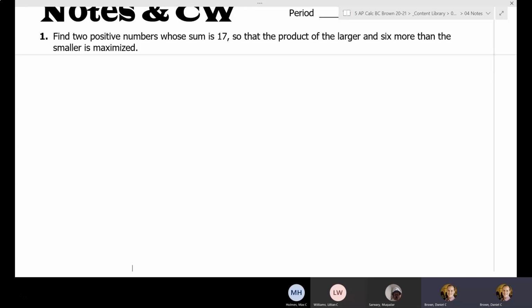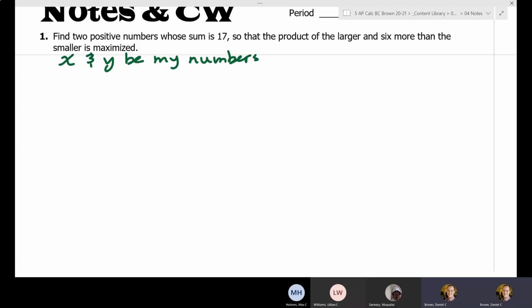So I see that we have 2 positive numbers whose sum is 17. We don't know certain things in math, so we can assign variables to them. So I'm just going to let the variables x and y be my numbers. Again, you could use A and B, it doesn't matter. We just need some variables to represent something. And then we want to write the equations of the situation that we see.